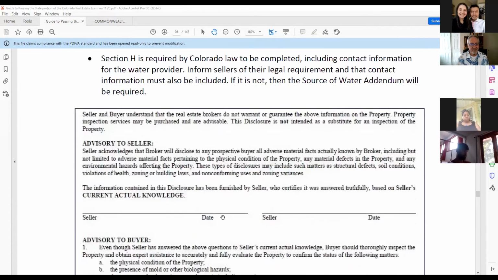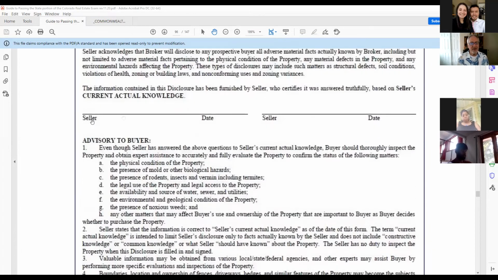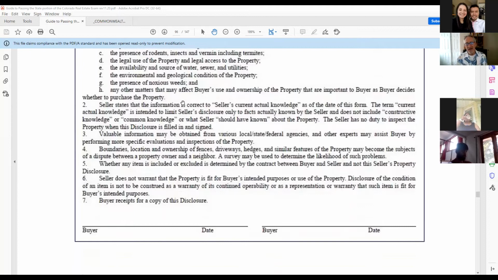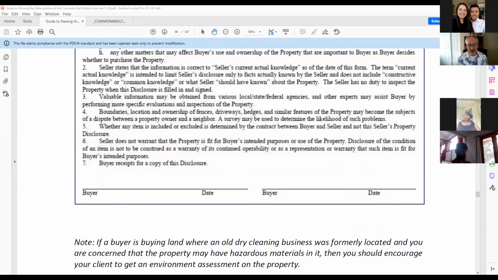All right. Then the seller signs it, the date they signed it. And then when the buyer comes, then we give this to the buyer as a disclosure for the property. Then the buyer signs that they've received it.